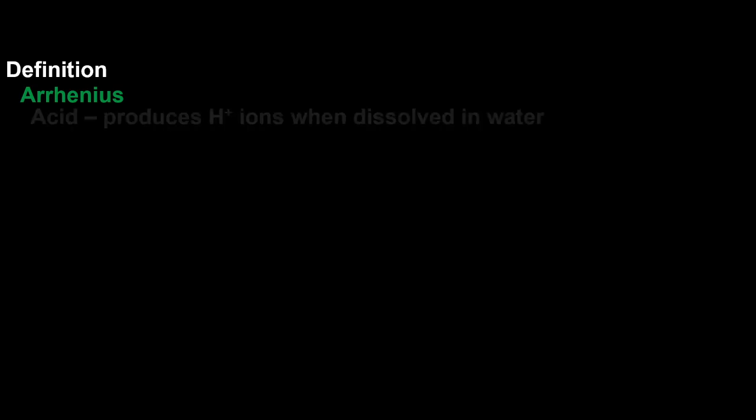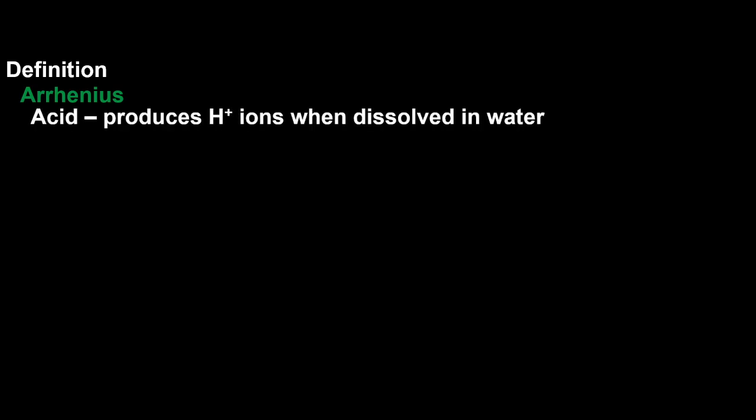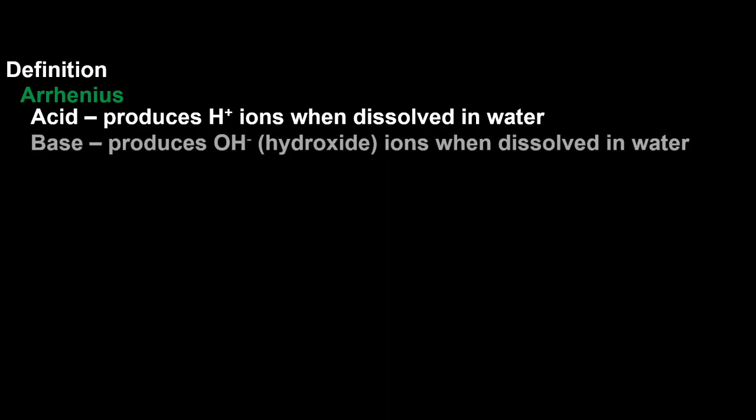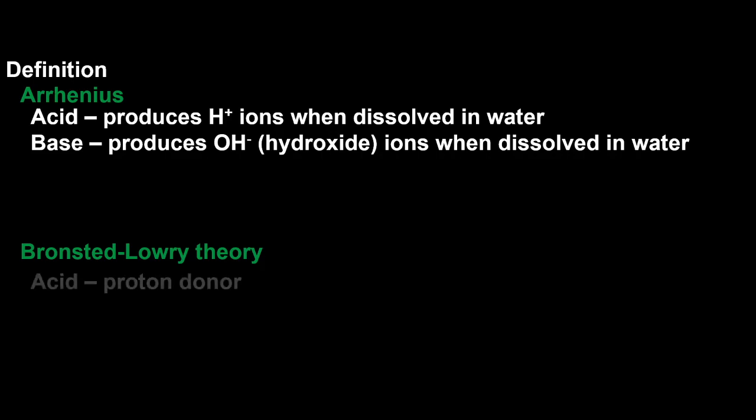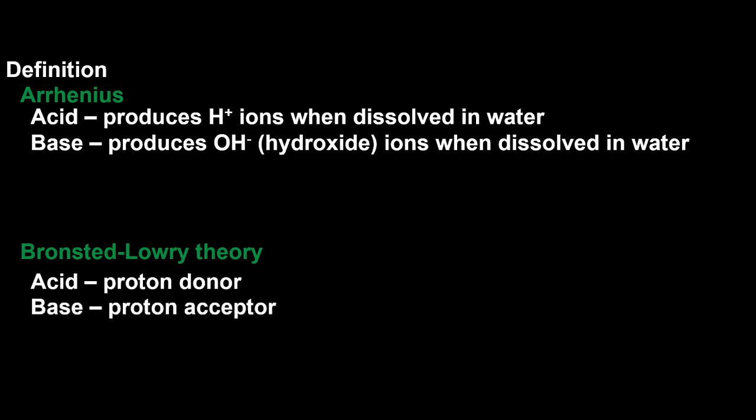He suggested that an acid is any substance that produces or increases the concentration of hydrogen ions when dissolved in water, while a base produces or increases the concentration of OH or hydroxide ions when dissolved in water. Also, we have the Bronsted-Lowry theory, which states that an acid is any substance that donates protons. Meanwhile, a base is any substance that can accept protons.